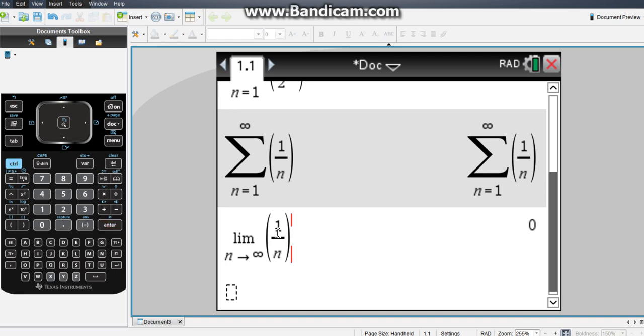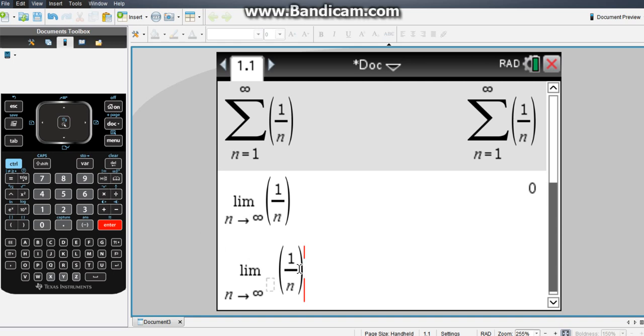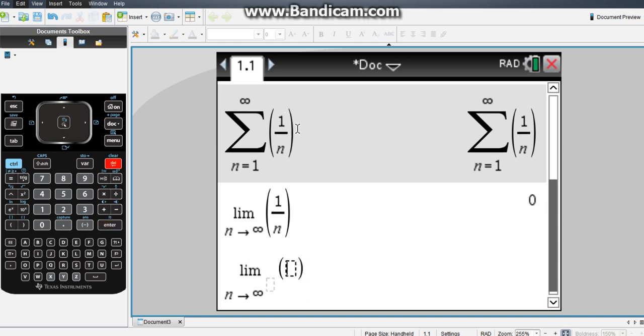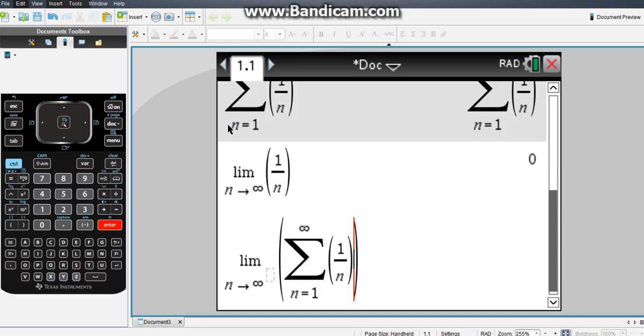We know now that it's divergent based on the video that Mr. Miller told us. But if we didn't know that, let's go back, let's have our limit, and instead of putting just the sequence in there, let's put the entire sigma in there and see what happens. Remember that the correct answer is infinity.